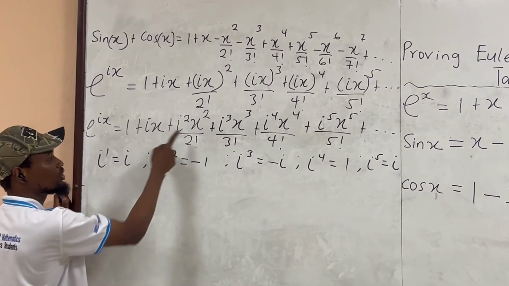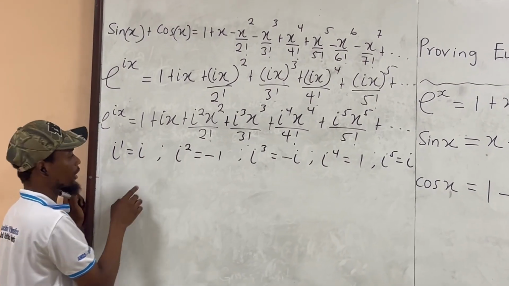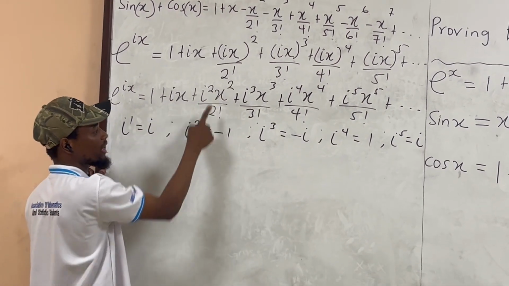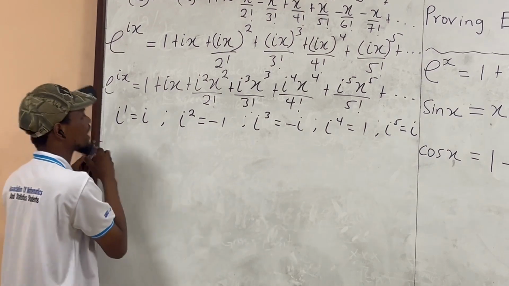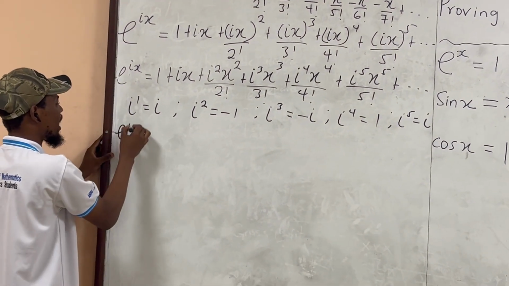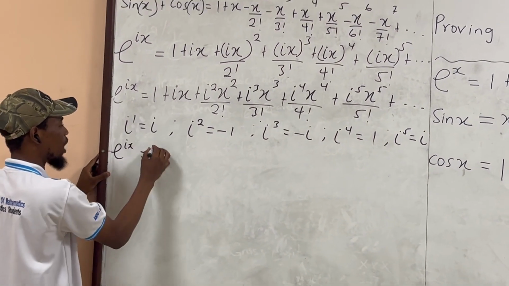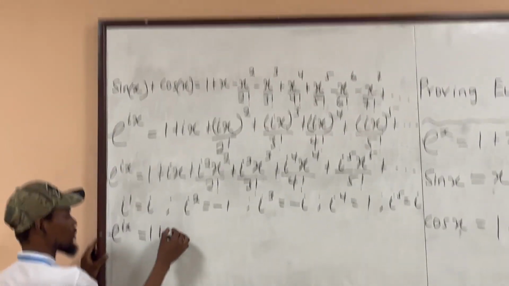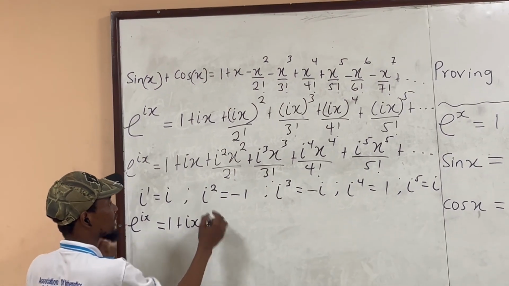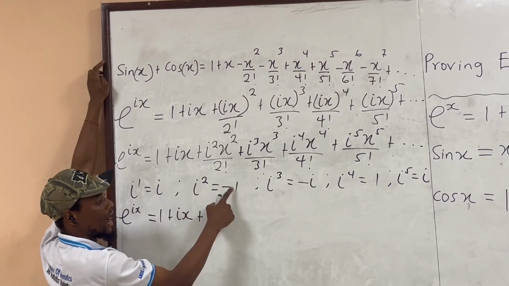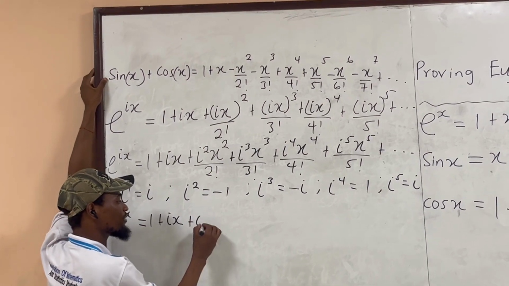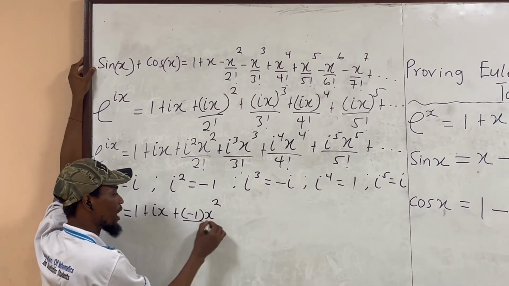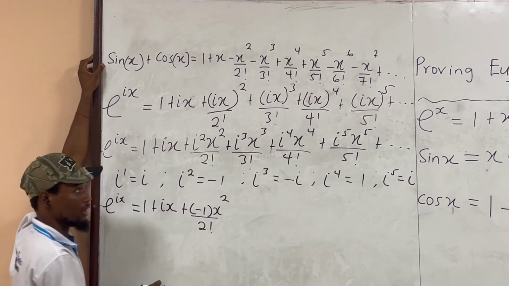So we are going to substitute stuff here. Wherever I see i, I put i there, i squared, I put negative 1 there. So I have e to the power ix is equal to 1, then plus i, the same as i raised to the power 1, so ix, then plus, look, we have i squared, but i squared is what? Negative 1. So I have negative 1, x squared over 2 factorial.